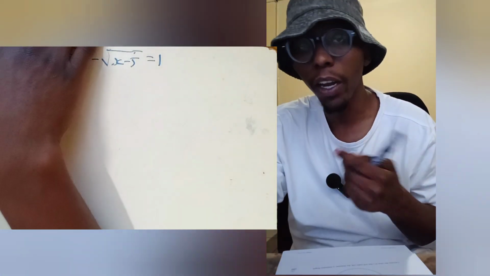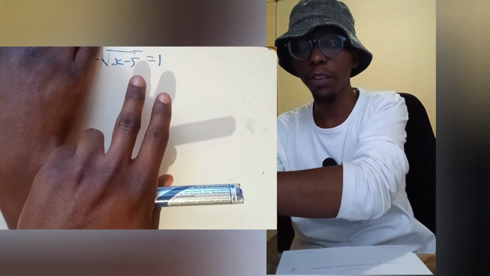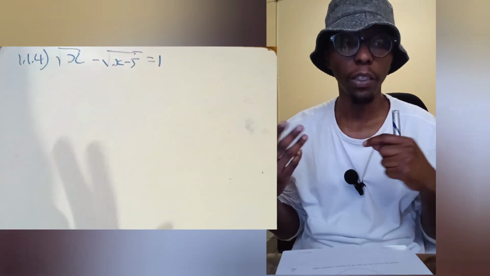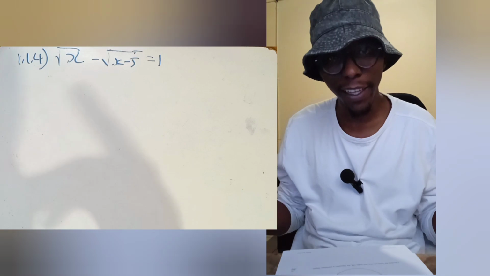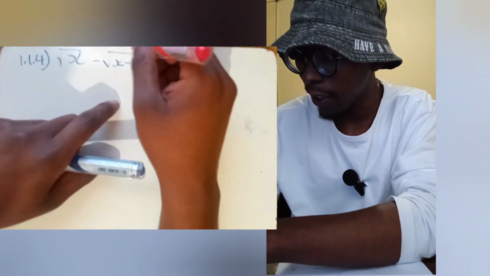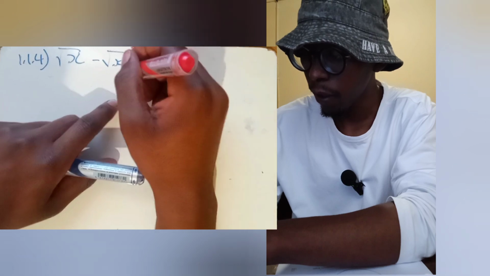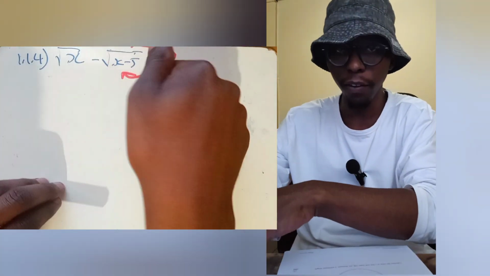Because if there was only one root, you would simply square the root of x plus 5 and then solve for x. But now there are two roots. What do you do? Isolate one, square, isolate the other, square. So now let's isolate this root here. I'm going to simply swap my two terms. The one is positive, it jumps and becomes negative.